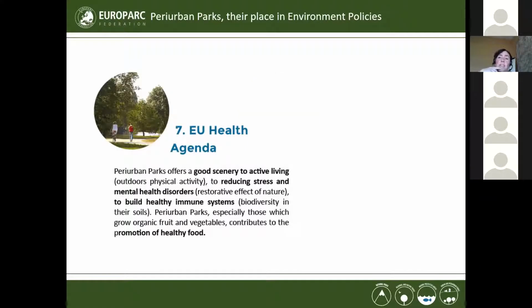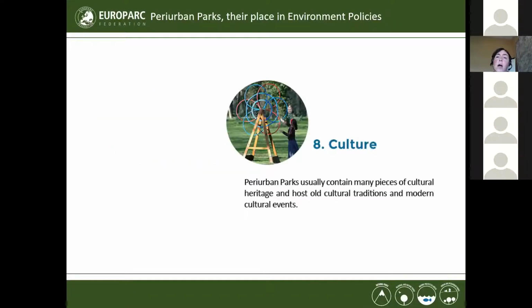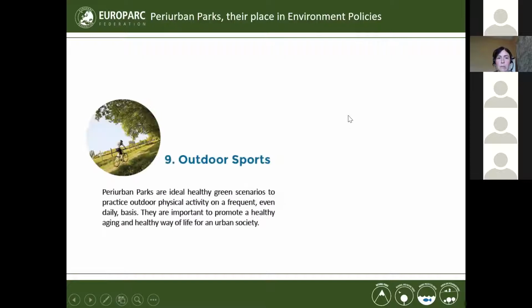Urban parks offer a good scenery for active living, outdoor physical activities, outdoor sports, and to reduce stress and mental health disorders. They also usually contain, by their location, historical heritage, and they are perfect places to host cultural events and to ensure the transmission of cultural traditions from different generations. As I said before, they are great green sceneries to practice an outdoor sport, and this on a daily basis, since they are so close to cities.